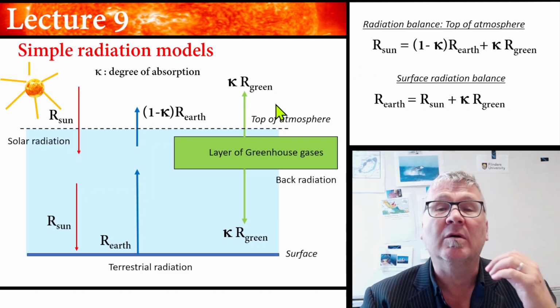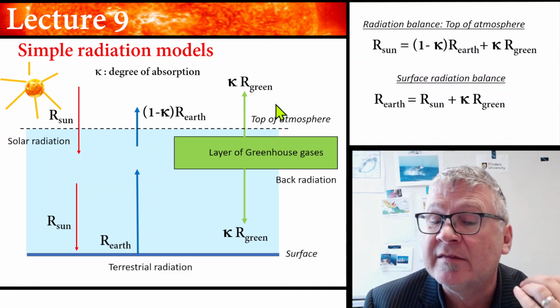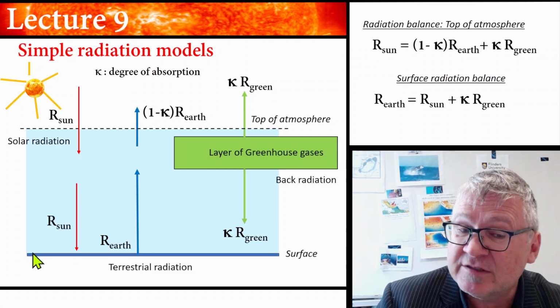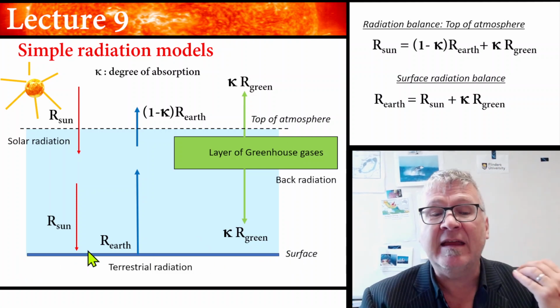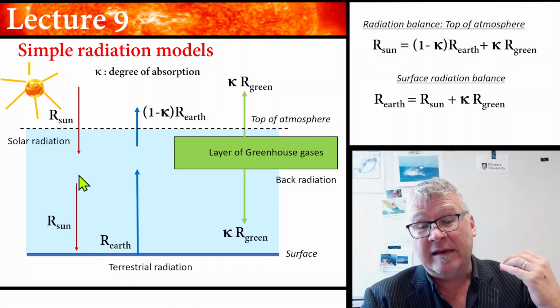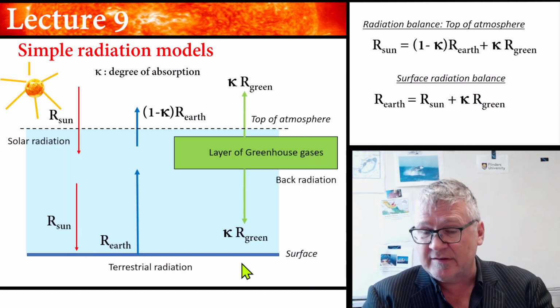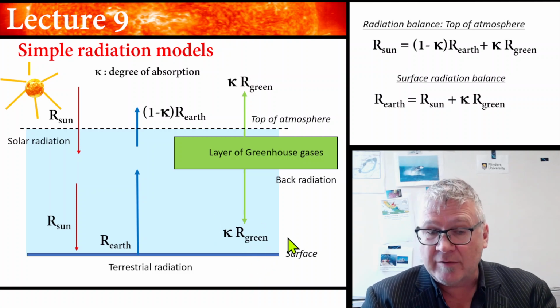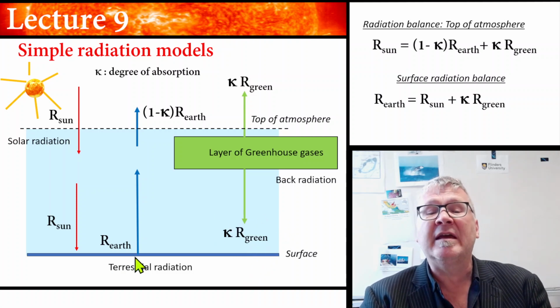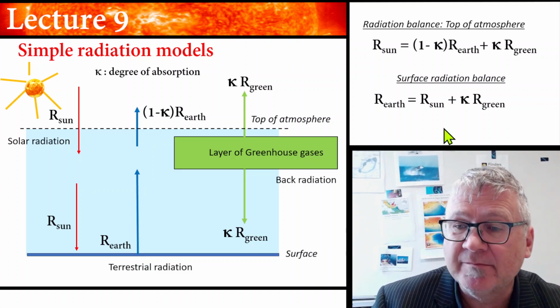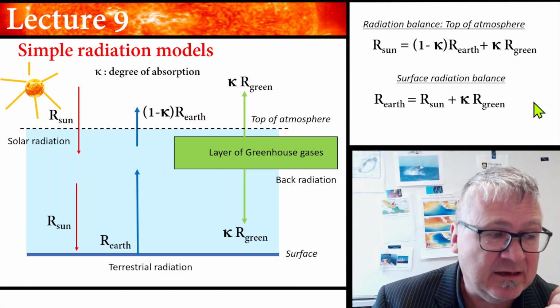We can also construct a radiation balance at the Earth's surface. Here, at the surface of Earth, we have incoming energy coming from the sun, and we have incoming energy coming from the greenhouse gases, this kappa R green, and we have outgoing radiation coming from the surface of Earth. And we can write it as a balance, okay, which is written here.